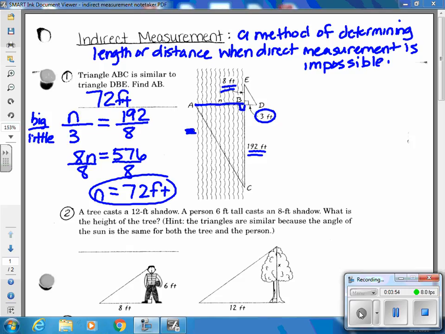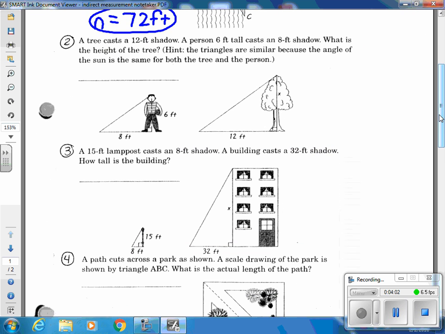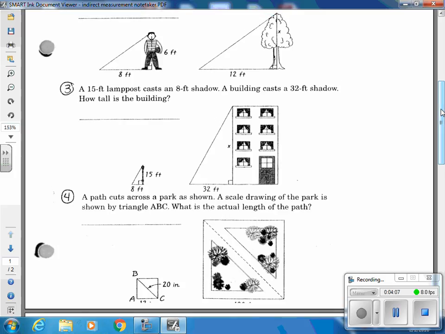All right, so let's go ahead and take a look down at number 3. And these are common indirect measurement problems: shadows and people and trees and buildings and light posts. You're going to see a lot of that. So for number 3, you have a 15-foot tall lamppost that has an 8-foot shadow. All shadows are on the ground, so anytime you see the word shadow, you need to draw that piece along the ground. A building casts a 32-foot shadow. How tall is the building? So when it's asking how tall is the building, you can tell where that X came from in the picture.